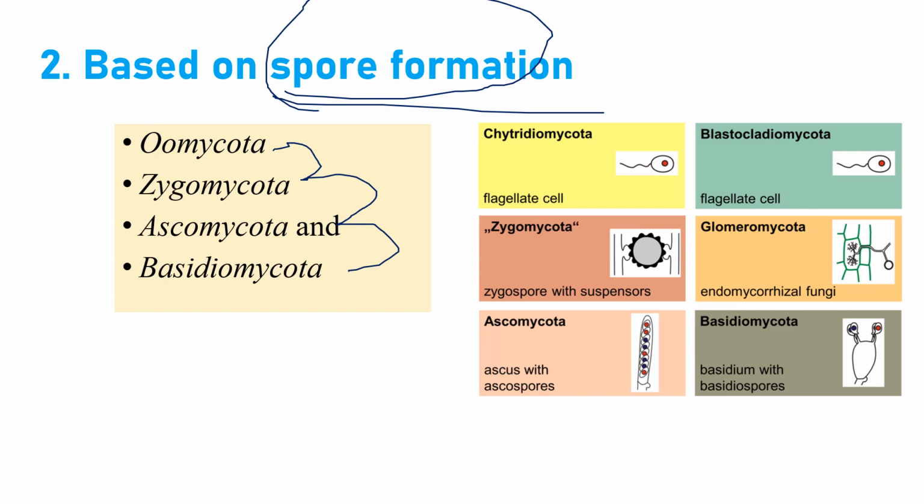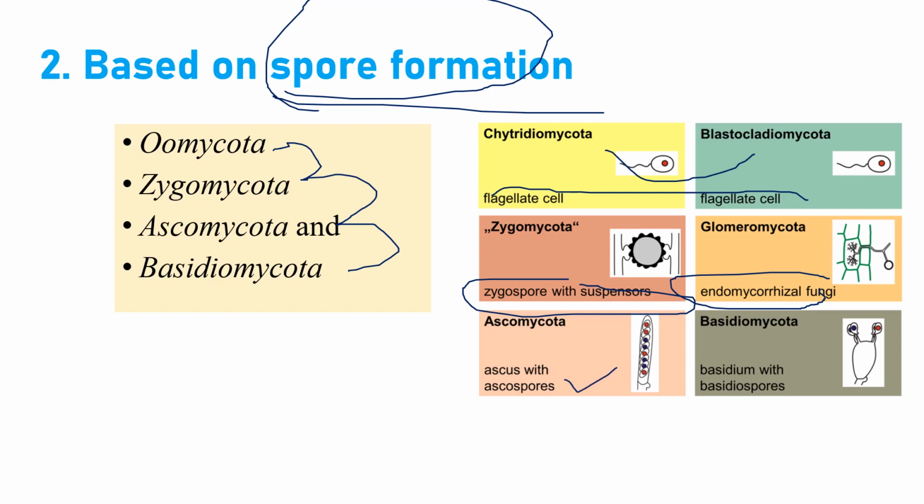Generally, in the classification, Chytridiomycota and Blastocladiomycota will produce flagellate cells. Zygomycota will produce a zygospore with a suspensor. Glomeromycota are generally endomycorrhizal fungi, that is, vesicular arbuscular mycorrhizal fungi. Ascomycota will produce an ascus with ascospores. Basidiomycota will produce a basidium with basidiospores.